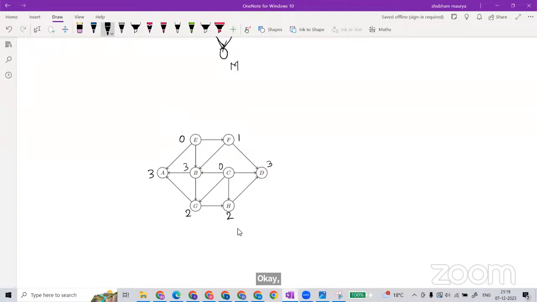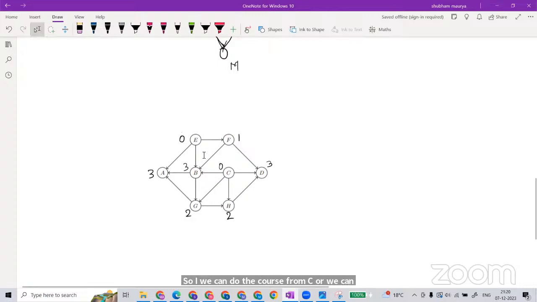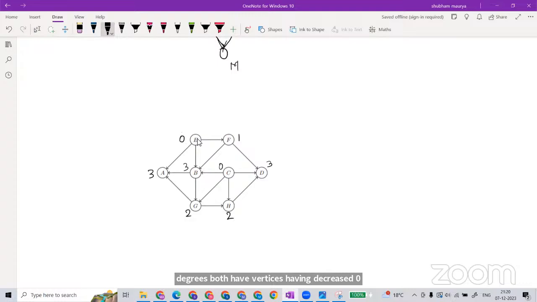Now, the algorithm we use to find the order is called topological sorting. What we can do is take a vertex which has in degree 0. If there is no dependency, we can do the course. So either we can do the course from C, or we can start with the first course, E. Both vertices have in degree 0. So let's take E first and keep this order.